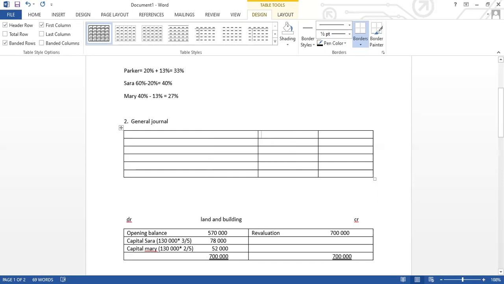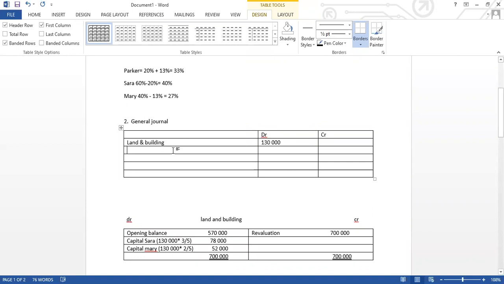So we have the debit, and then we have the credit. Now if you look at your land and building, on which side did we revalue our amount? It was on the debit side, right? So you will have land and building. What was the difference? What was the total surplus? It was 130,000. And then what did we credit?